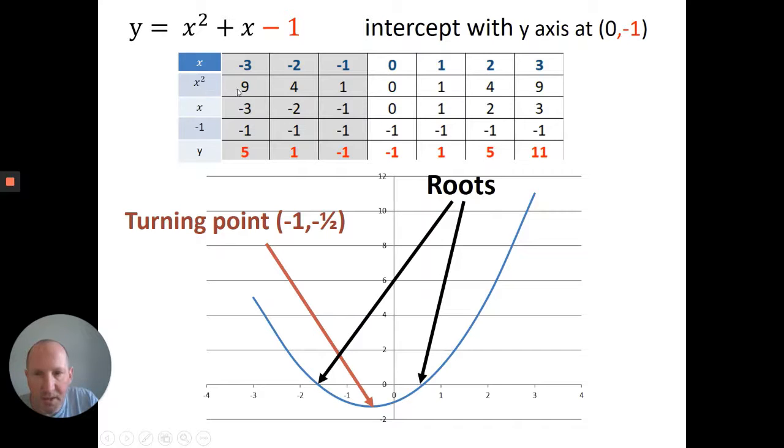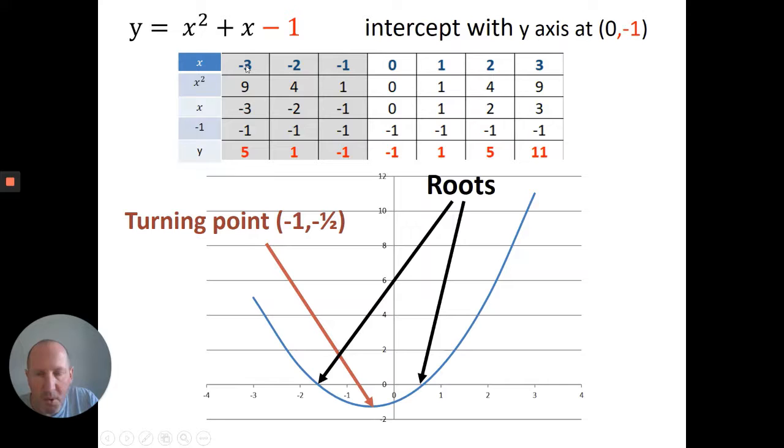This is my x squared term, x being multiplied by itself. This is the x term, and this is the minus 1. Again, you could have a 2 there, a 3 there. You'll just get slightly different numbers. It will change where the graph goes. It will change these turning points, roots, and intercepts. But once we've got these 3 values here, we add them all up, and we get an answer, 5.